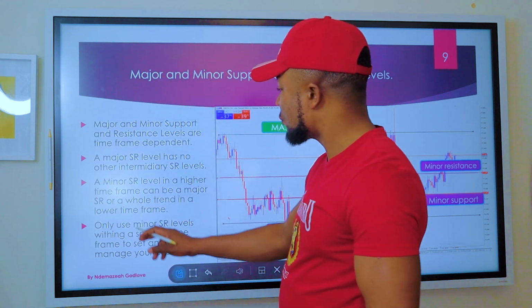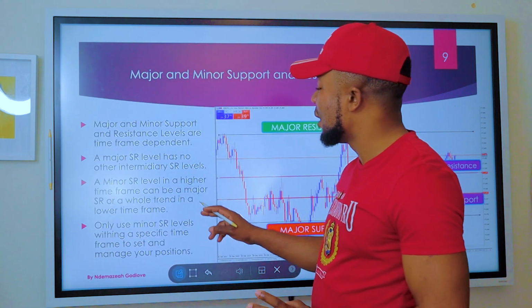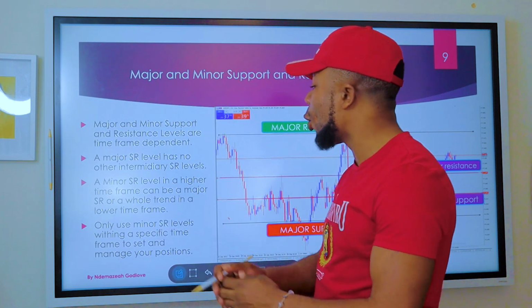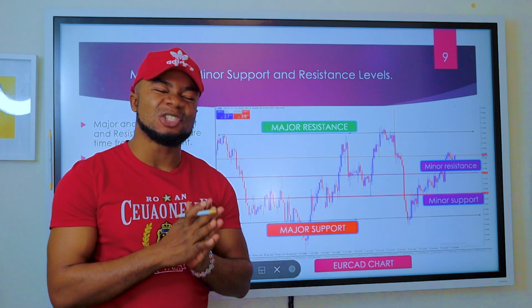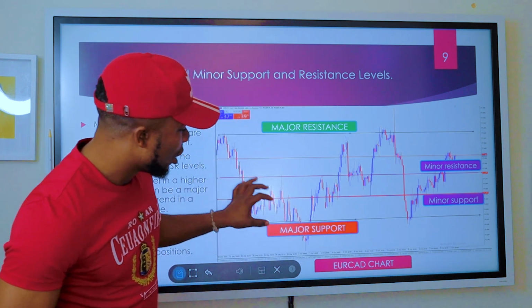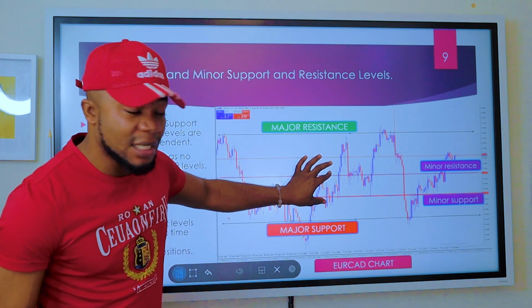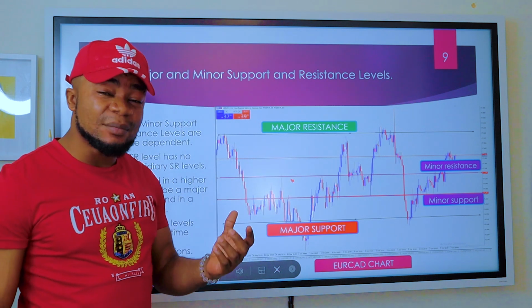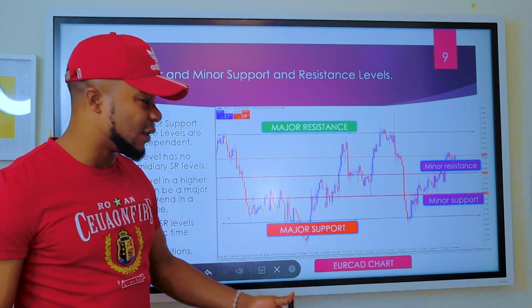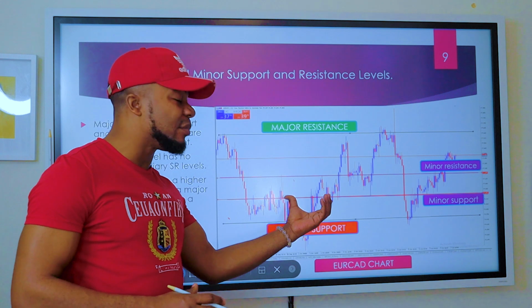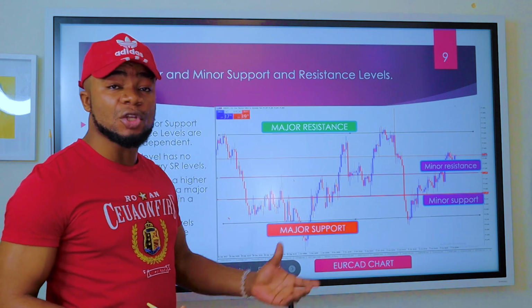And now it says a minor support and resistance level in a higher time frame can be a major support and resistance or a whole trend in a lower time frame. The same thing I was explaining. When you are doing your analysis, don't get confused with different time frames. Because the minor support and resistance you are seeing here on the 4-hour time frame, if you go to the 1-hour time frame or the 30-minute time frame, this might be a whole trend on its own. It might be having its own major support and resistance.